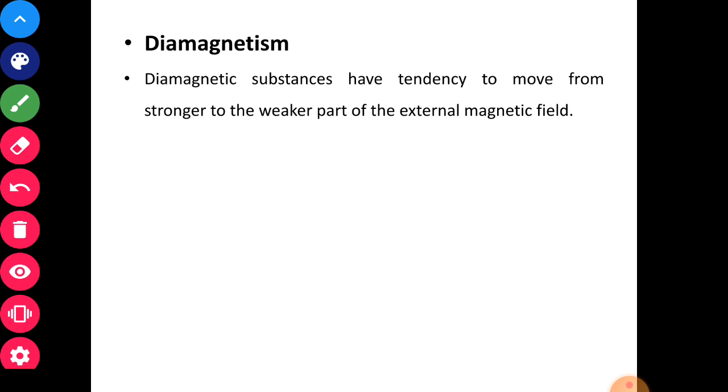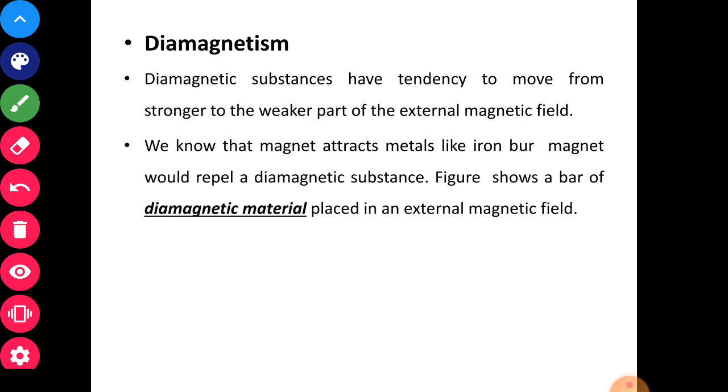Diamagnetic substances have a tendency to move from the stronger to the weaker part of the external field. It means these diamagnetic substances are repelled by the external magnetic field. We know that a magnet attracts metals like iron, but a magnet would repel a diamagnetic substance.